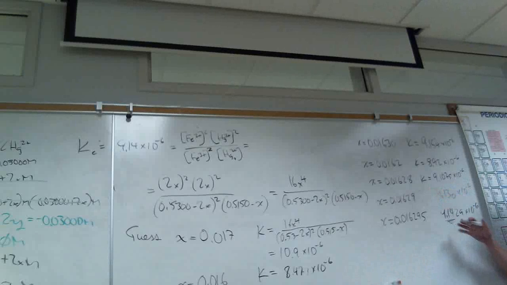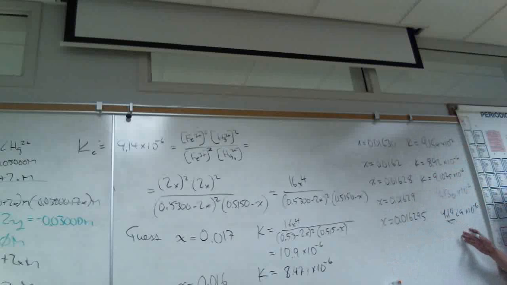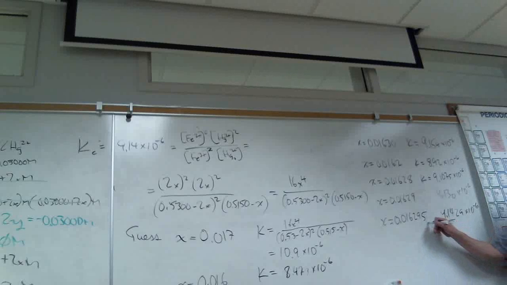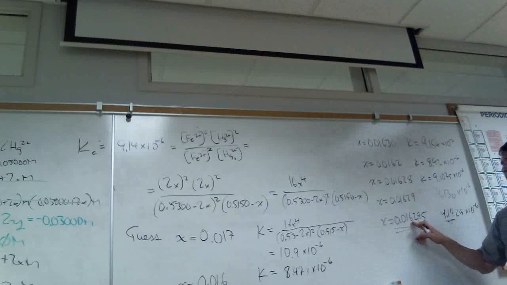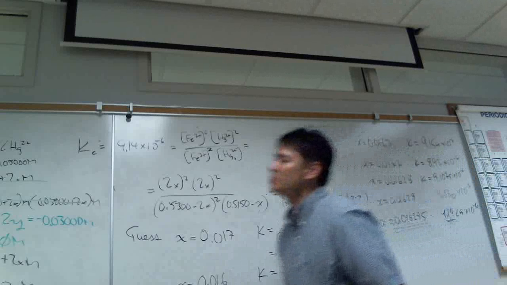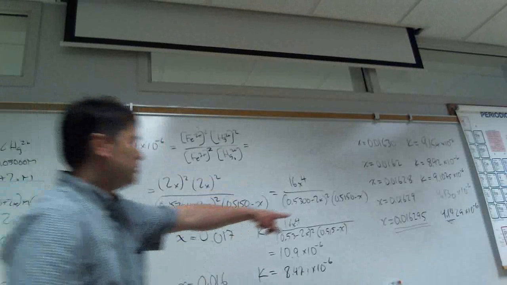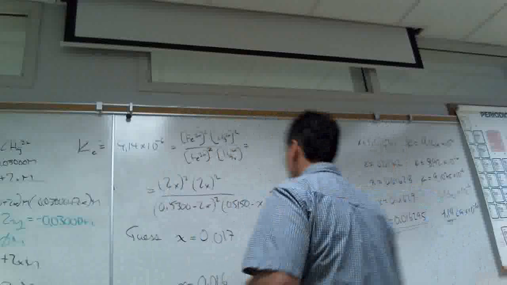If you want to keep going, you have extra time, keep going. You probably can get it right on. I mean, right on meaning 9.140, something, something, something, if you want. But this is good. And so this is a pretty good value of x. It didn't take us too long. And so let's go ahead and go back over here and then do the calculation. It's going to be 0.5300 minus 2x. And so can somebody double this? Tell me what we come up with.